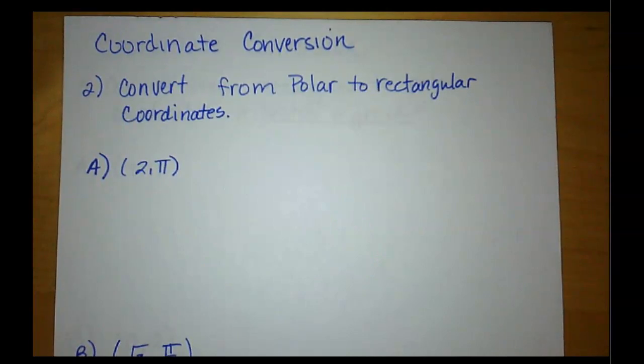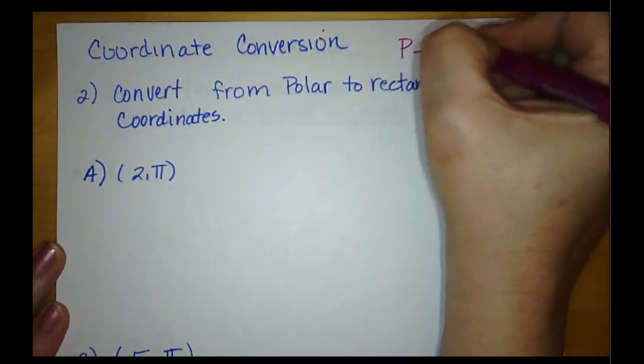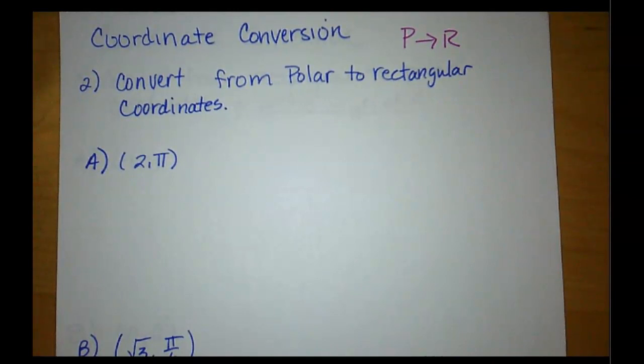All right, so the next thing we're going to talk about is coordinate conversion. There are different kinds of conversions through this lesson, but right now we're talking about points. So I have a polar point and I want to make it look like a rectangular point, or I have a rectangular point and I want to make it look like a polar point. These are all in problem 2, all polar going to rectangular as we work through the problems.